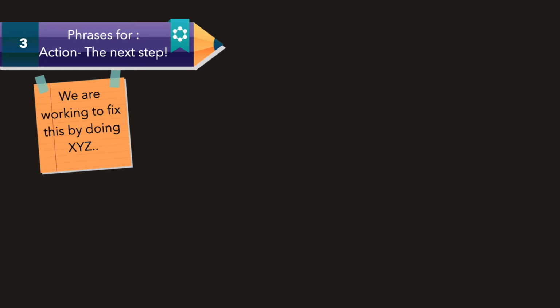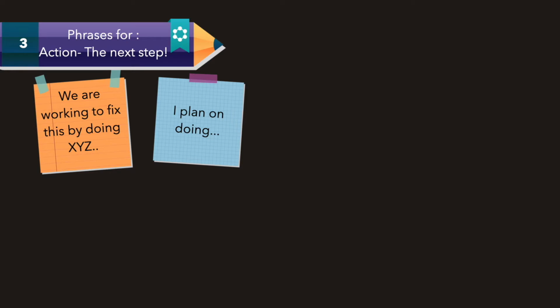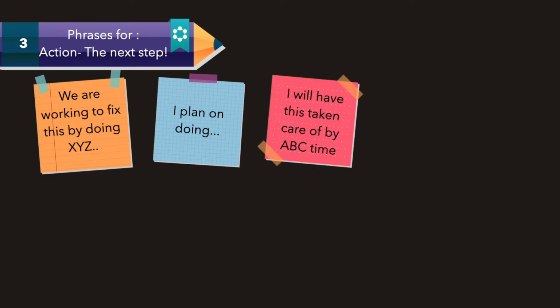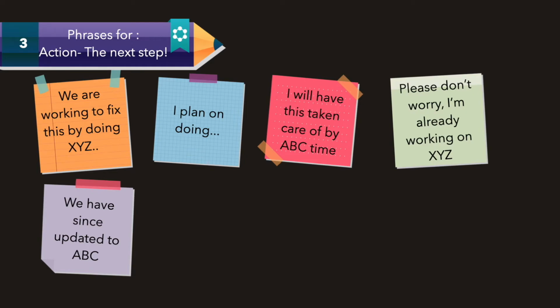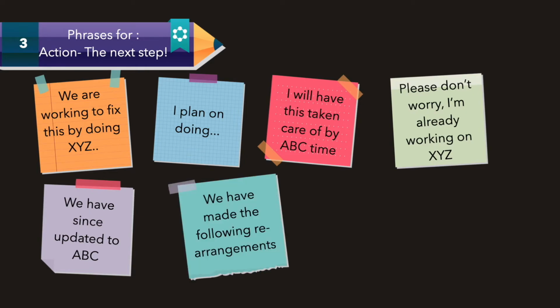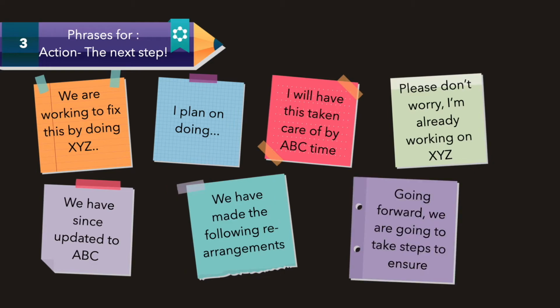We are working to fix this by doing XYZ. I plan on doing. I will have this taken care of by ABC time. Please don't worry, I'm already working on XYZ. We have since updated to ABC. We have made the following rearrangements. Going forward, we are going to take steps to ensure. Remember, this part needs to instill confidence in the receiver that this issue will be taken care of. So do not write vague statements. The more clear and specific you are, the more confidence the receiver will have in you.